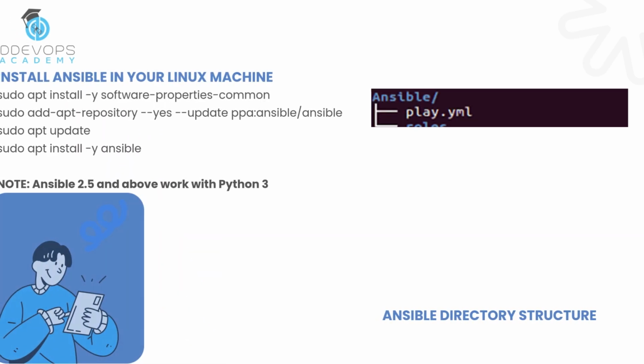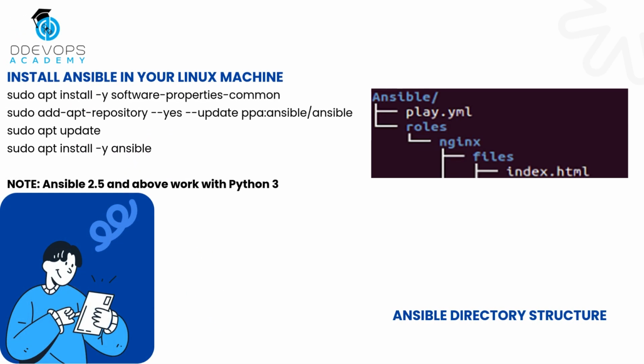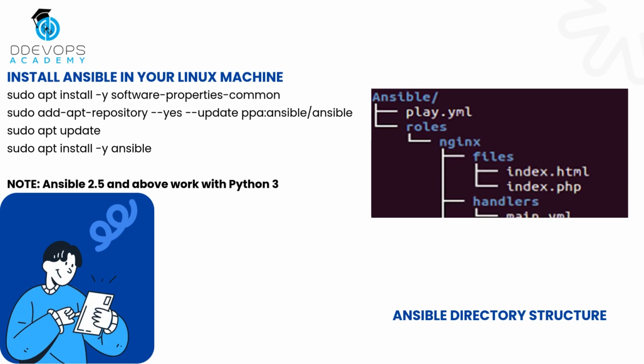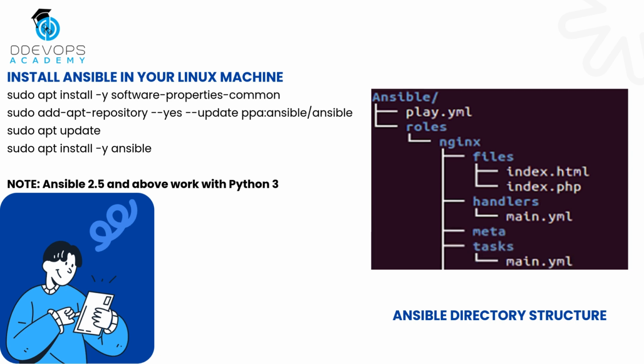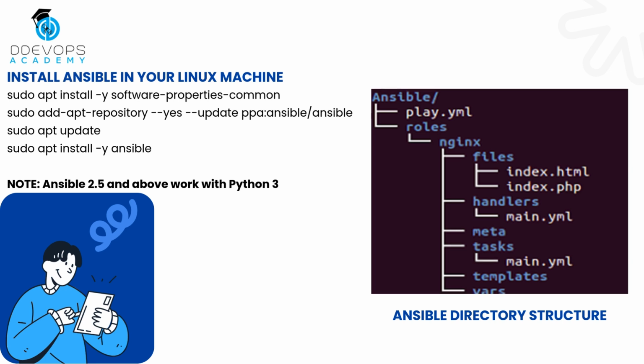To get started with Ansible on your Linux machine, just run a few simple commands to install it. Ansible 2.5 and above works seamlessly with Python 3. Once installed, your project structure should follow best practices, like organizing roles with tasks, handlers, templates, and variables. This modular layout keeps your automation clean, scalable, and easy to maintain.